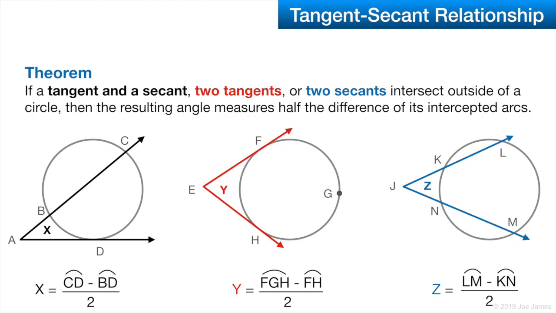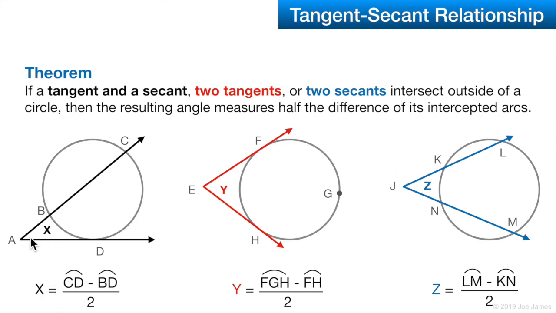Ooh, this one looks hairy. Well, there's 3 different cases, okay? You could have either a tangent or a secant, and this same theorem applies in 3 different cases, whether you have a tangent and a secant, 2 tangents, as you have here in the middle one, or 2 secants. And what this theorem says is that if 2 of these intersect outside of a circle, which would be points A, E, and J as the intersection point outside of the circle, then the resulting angle, A, E, and J, measures half the difference of its intercepted arcs.